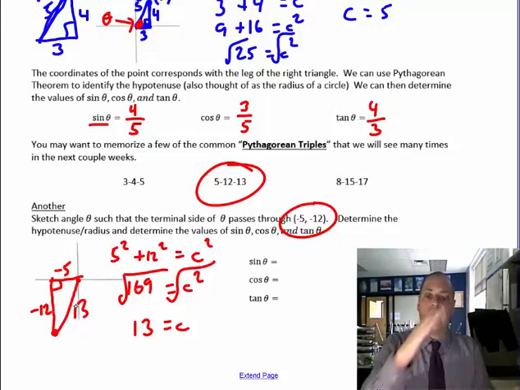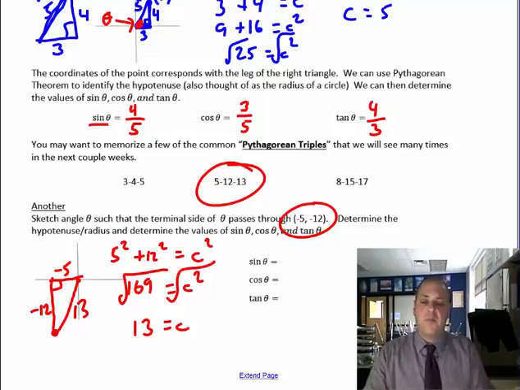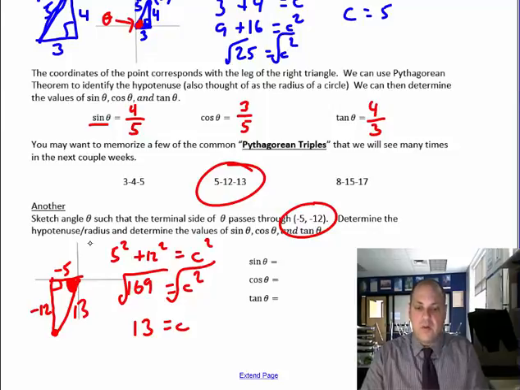Our hypotenuse is always positive. All right, so now we can do our sine. Our sine is going to be opposite over hypotenuse. So again, here's my theta right there. This is my reference angle, always the angle at the origin. From this angle, the opposite side is -12. So it's opposite over hypotenuse, which is 13.